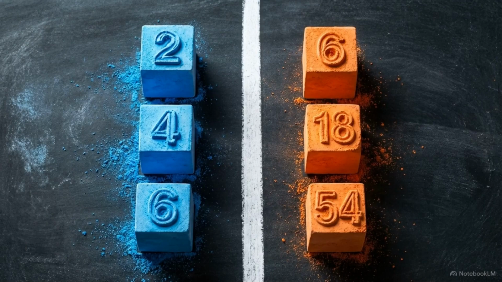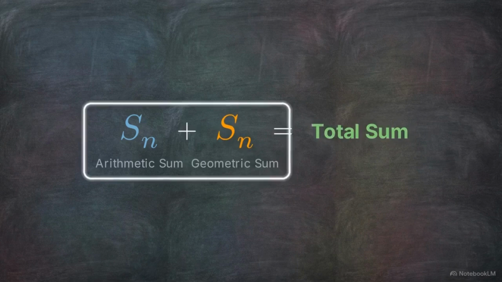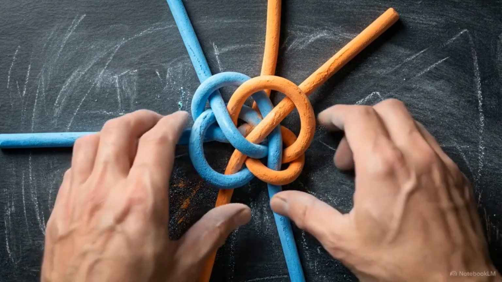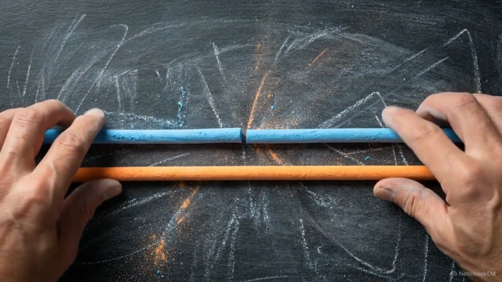You must treat these extracted patterns as completely separate math problems. If a question asks for a total sum, calculate the arithmetic sum, calculate the geometric sum, and add your final totals together. What appears as chaotic data is often just simple, familiar patterns woven together. It requires calm separation rather than panic.